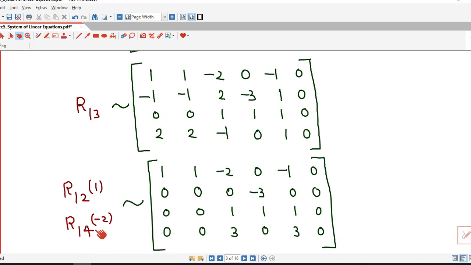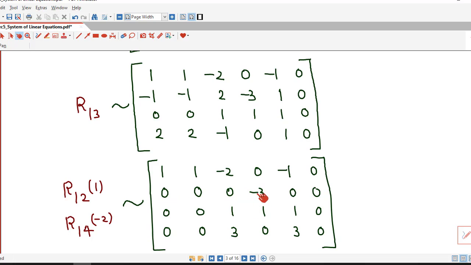Next operation is to multiply the first row by -2 and add it to the fourth row. So -2 plus 2 is 0, -2 plus 2 is 0, -2 into -2 which is 4 minus 1 which is 3. 0 into -2 is 0 plus 0 which is 0, -1 into -2 which is 2 plus 1 which is 3. And here both are 0, so this is 0.